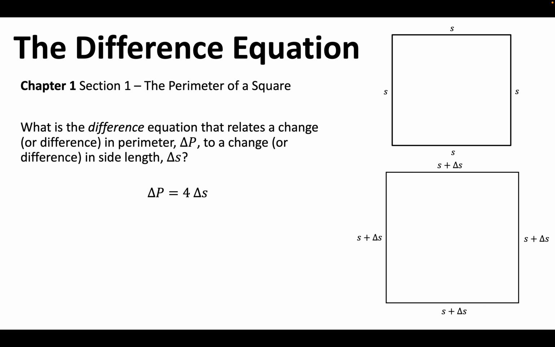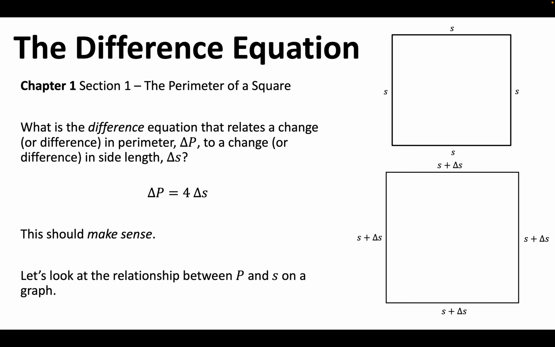The difference equation is delta p equals 4 delta s. The capital Greek letter delta indicates change. This should make sense. It should not be magic. Of course, it's delta p equals 4 delta s. If I add a foot to each of the sides of a square, the perimeter goes up by 4 feet.